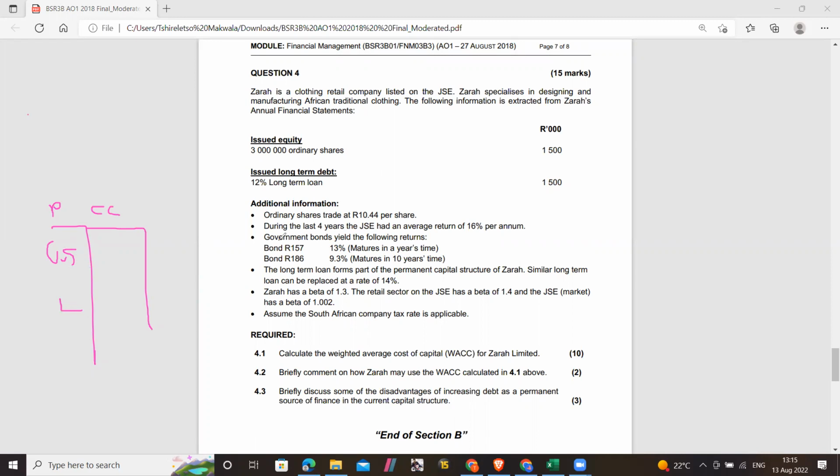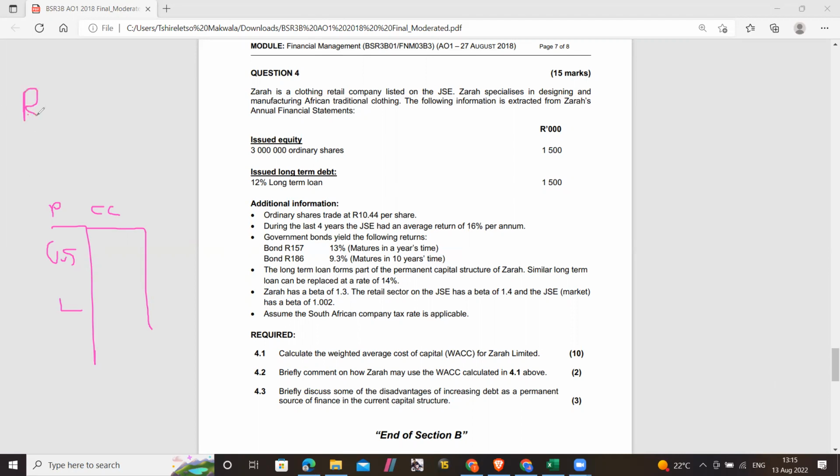So do you see that the information they gave us, they didn't give us anything here? They gave us betas, they gave us risk-free rates. Do you see that there's nothing here about growth, right? So we know that for the cost of equity, you're going to use the CAPM formula, because they gave us information relating to CAPM.